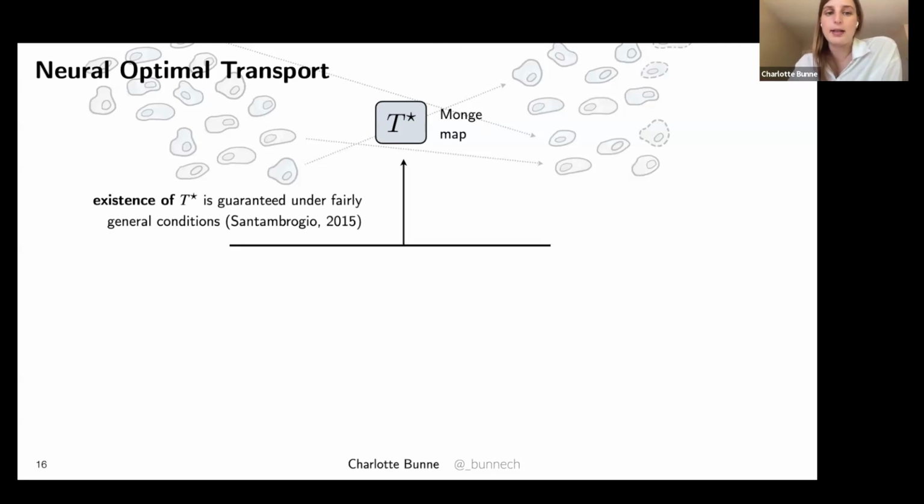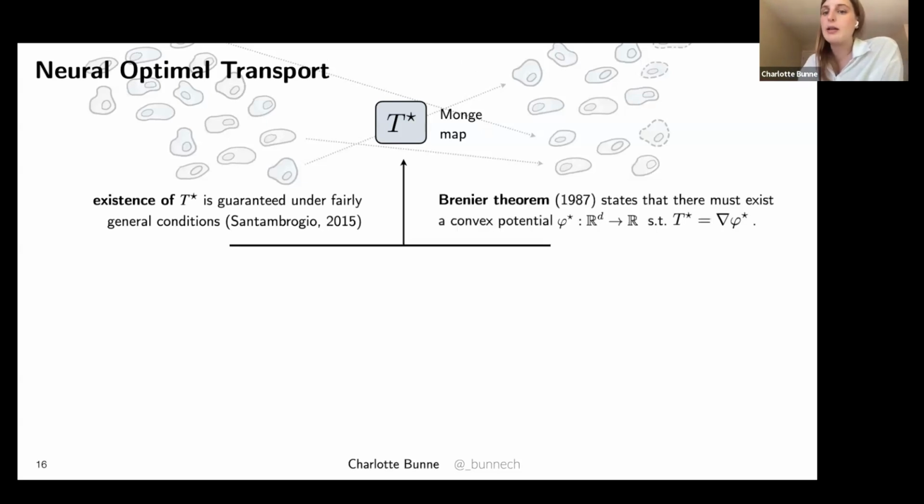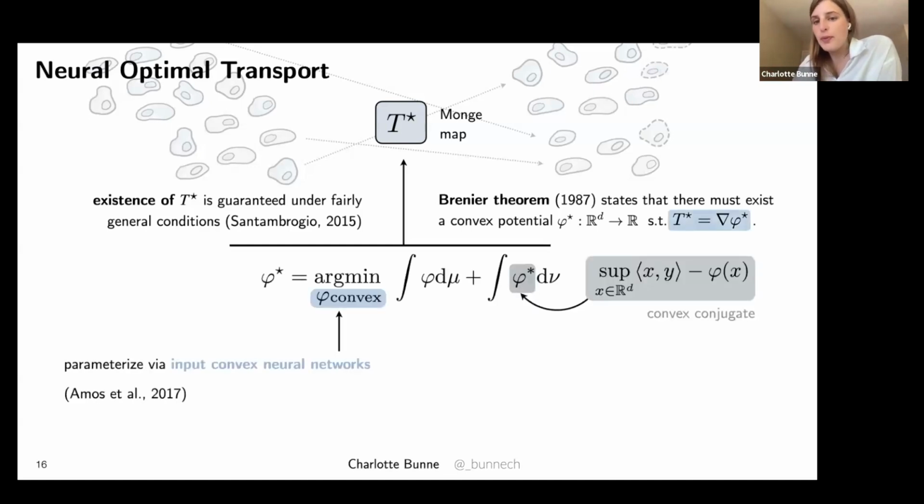So for example, this map exists under fairly general conditions. And in particular, there's a famous result by Brenier from 1987, which states that there must exist a convex potential phi such that this T can be parameterized as the gradient of this convex function. So we can transform the problem from the previous slide into its semi-dual formulation, where now the optimal transport problem is phrased via this convex potential and its convex conjugate.